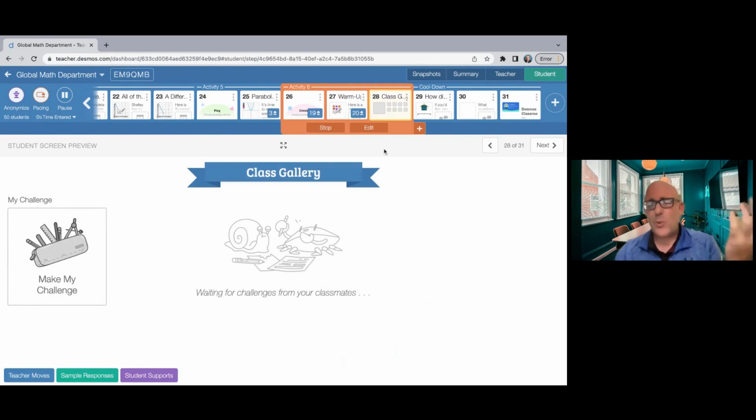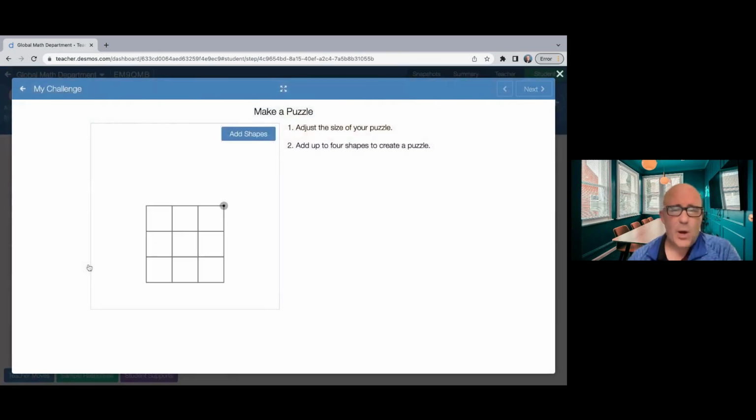So screen 28 is a challenge creator. It is a class gallery screen. It's where we turn over the control of the types of problems students want to encounter and let them create their own. I love challenge creators.